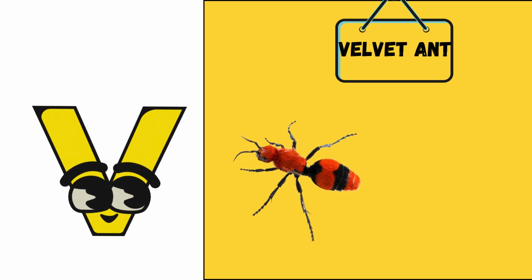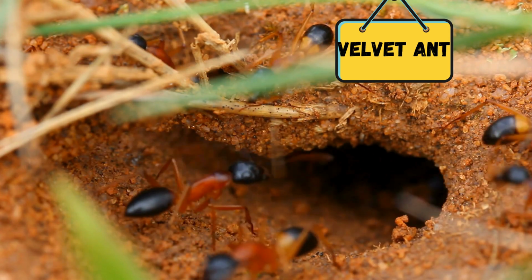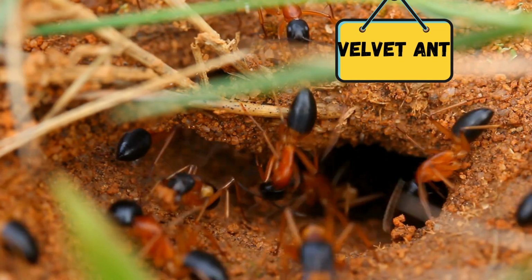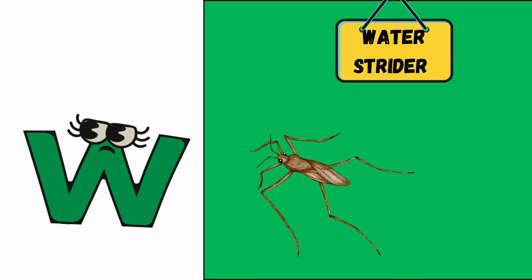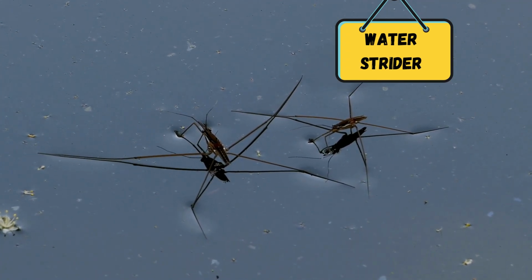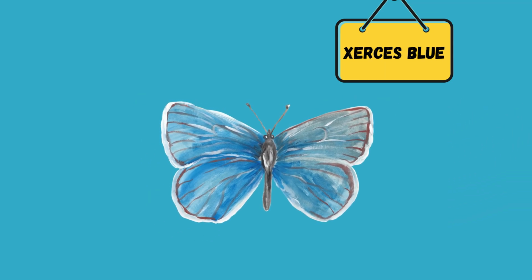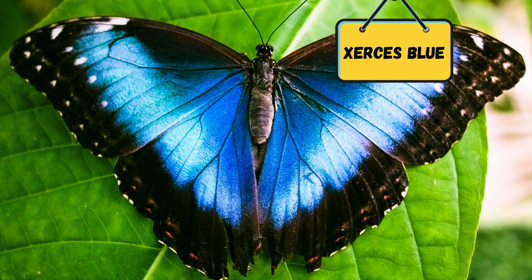V is for velvet ant. W is for water strider. X is for Xerces blue.